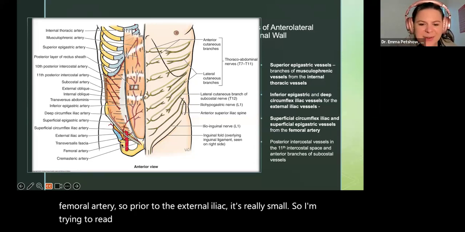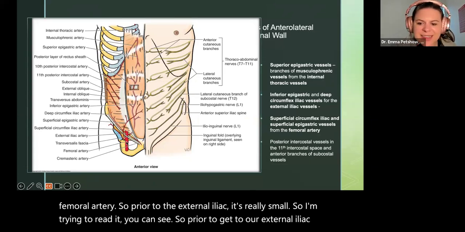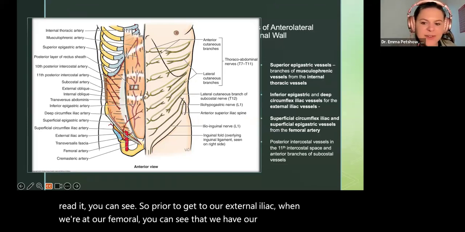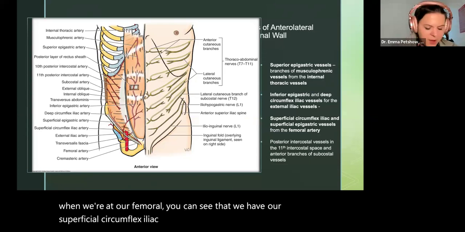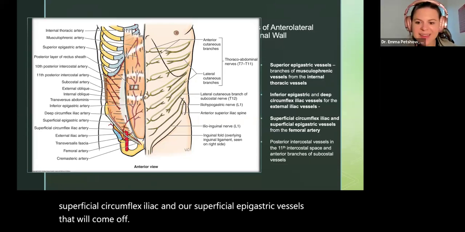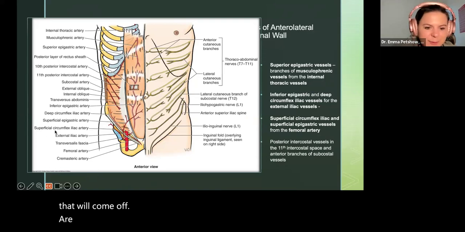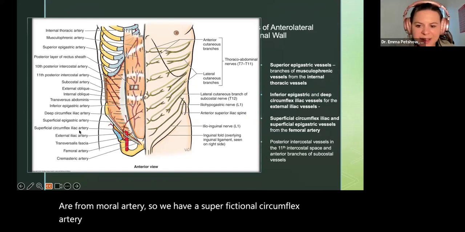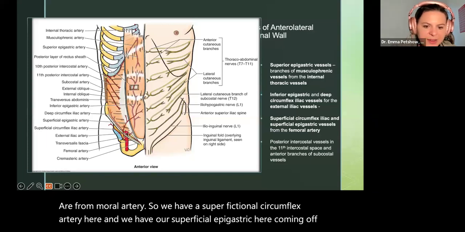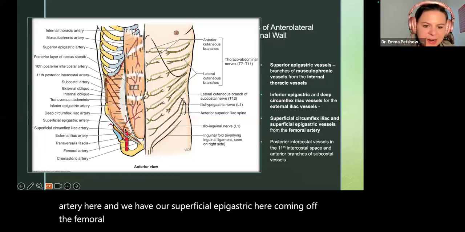You can see, prior to getting to our external iliac, when we're at our femoral, that we have our superficial circumflex iliac and our superficial epigastric vessels that will come off our femoral artery. So we have our superficial circumflex artery here, and our superficial epigastric here, coming off the femoral artery prior to what we see up here, which is our external iliac.